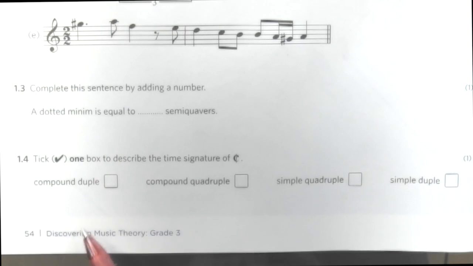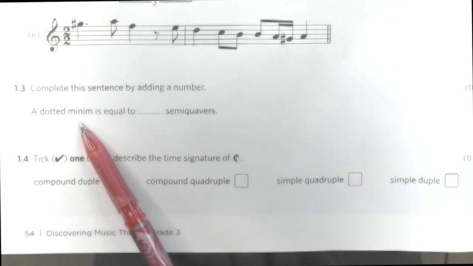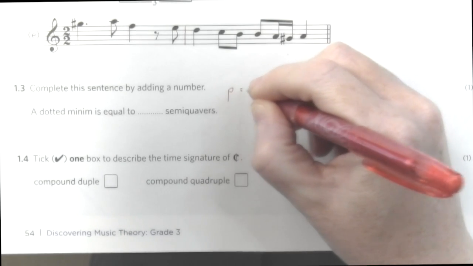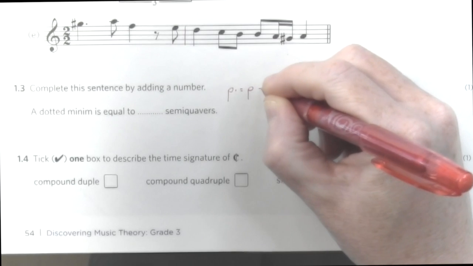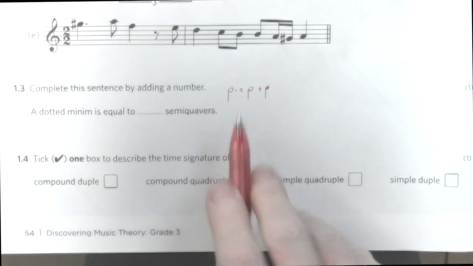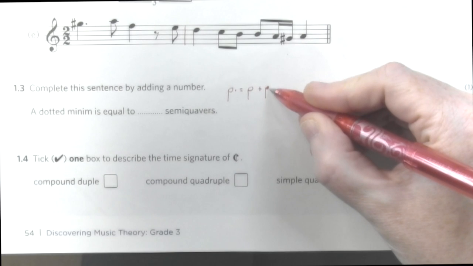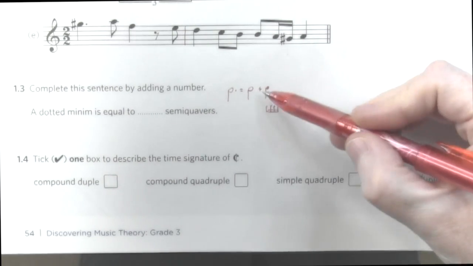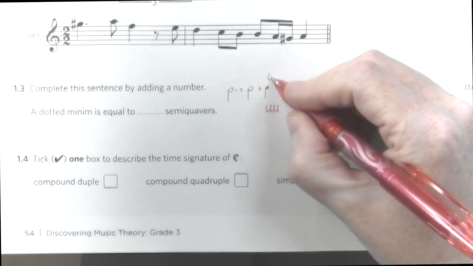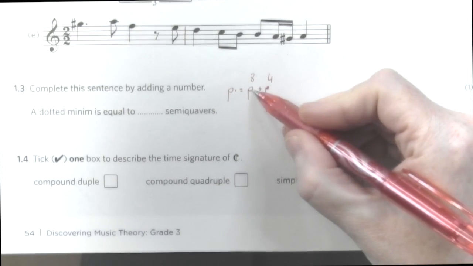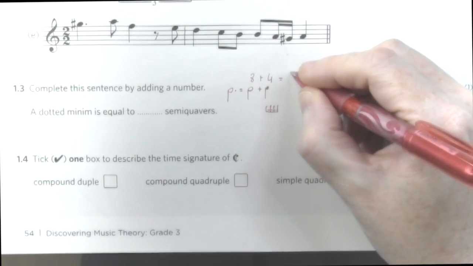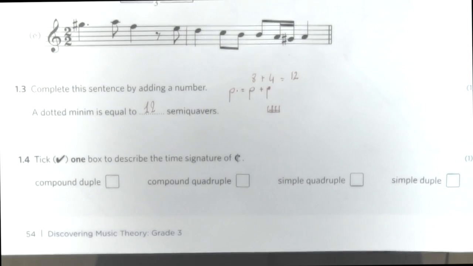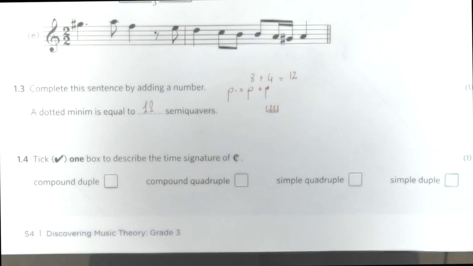Exercise 3. Complete the sentence by adding a number. A dotted minim is equal to a number of semiquavers. Okay, a dotted minim, let's go in order, is a minim plus a crotchet. It's half, right? Now each crotchet is 4 semiquavers, which means that here we have 4 and here we have 8, because this is double. So this is 12 semiquavers. Quick.